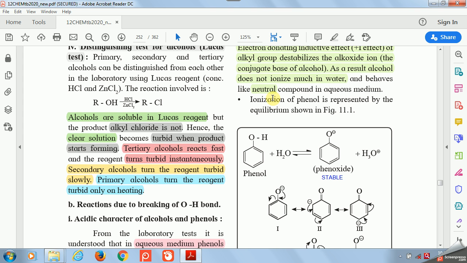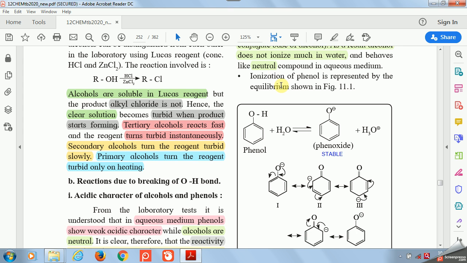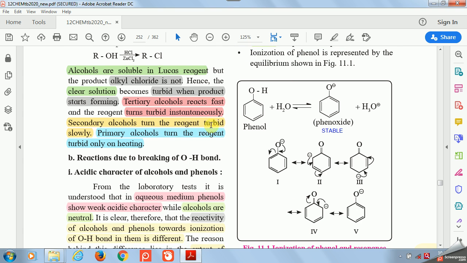But if we take tertiary butyl alcohol, there is no need of anhydrous ZnCl2. Simply if we add HCl, there is a product formation, tertiary butyl chloride. So we can check this reaction in halogen derivative.